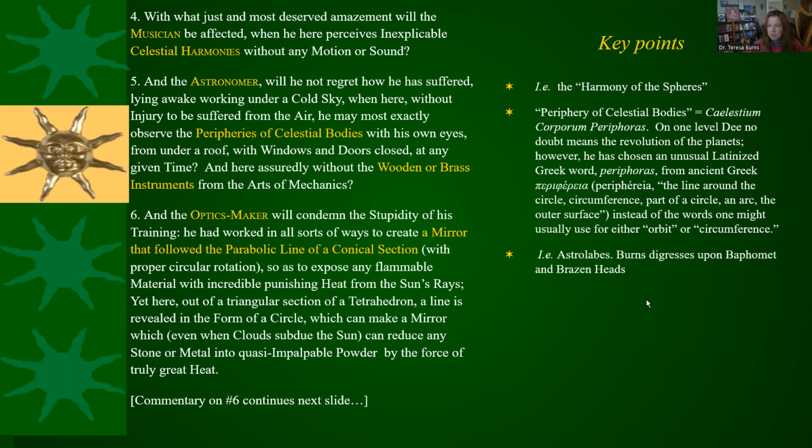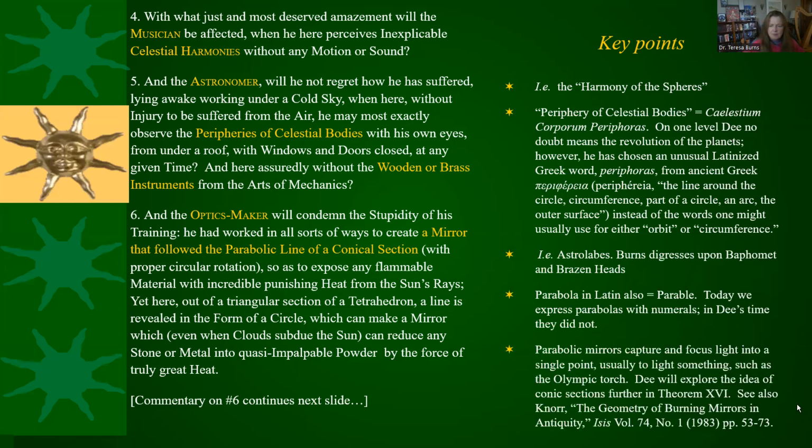His conical sections, by the way, always rotate, so as to expose any flammable material with incredible punishing heat from the sun's rays. You should know that in Latin, a parabola can also mean parable. So there's an interesting play on this notion of a parabolic line being a parable. Today, we express this in trigonometry with numerals. In Dee's time, they didn't, although one of the first people to do that was the son of one of his friends, Thomas Diggs, and actually was a student of Dee's.